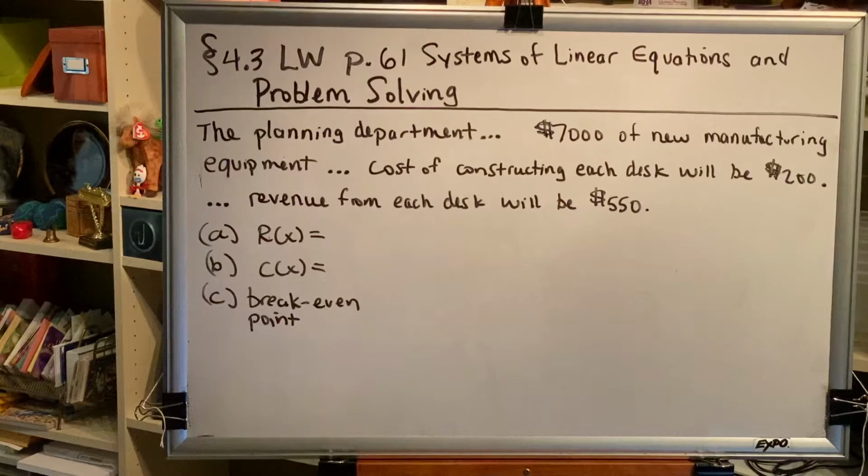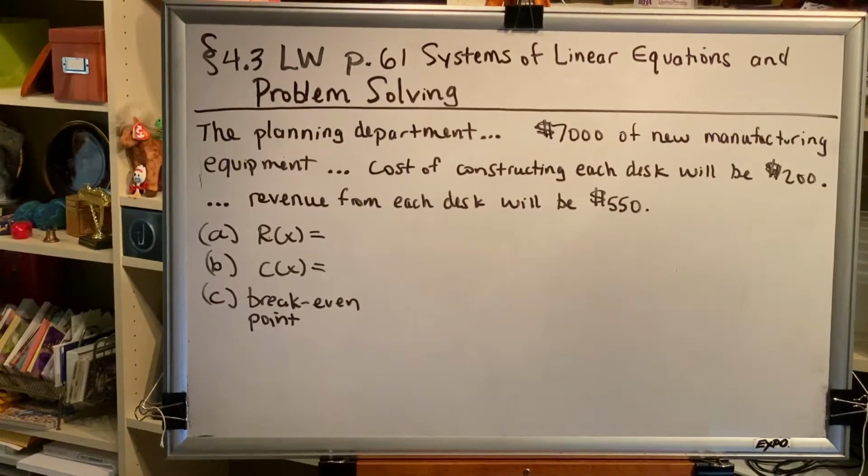Part A, determine the revenue function R of X from the sale of X desks. B, translate the information about costs to determine the cost function C of X for manufacturing X desks. C, write the equation for the break-even point and use it to determine how many desks must be manufactured and sold in order to break even.